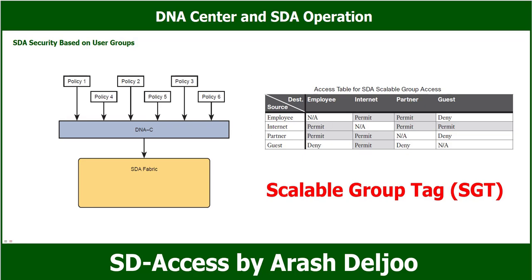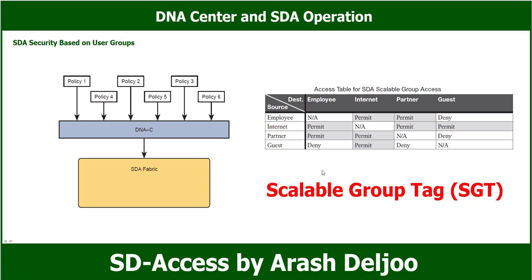To link this security feature back to packet forwarding, consider when a new endpoint tries to send its first packet to a new destination. Here you can see the grid. Look here. Between employee and employee, this is not applicable. Between the internet and employee, the communication is permitted. Between the partner group and employee, the communication is permitted. Between the guest and employee group, the communication is denied. Again, between the internet and employee, it's permitted, and so on.